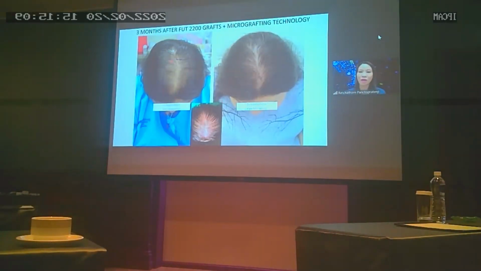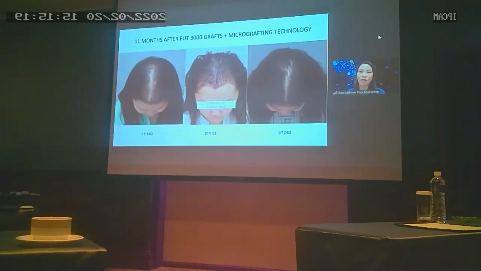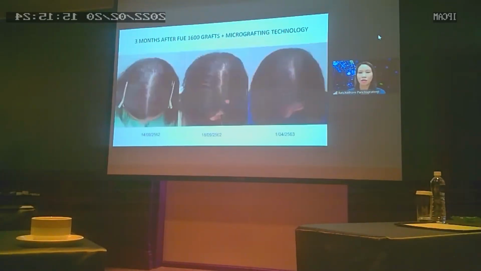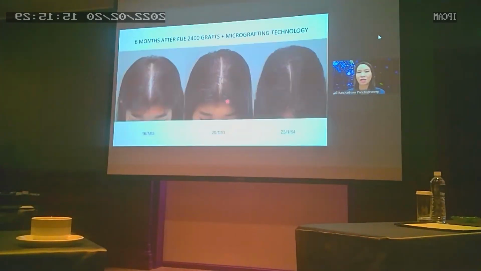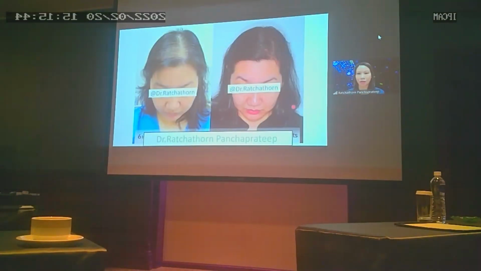This is an example of a patient before and after FUT hair transplantation. This is another patient, before and 11 months after FUT hair transplantation. This is FUT hair transplantation with 1,600 grafts. This is another woman, 2,400 grafts, filling in the frontal area in combination with the AMT hair transplantation. This is also another patient.